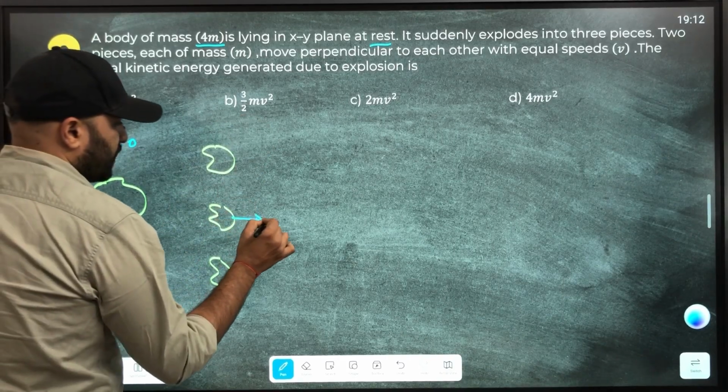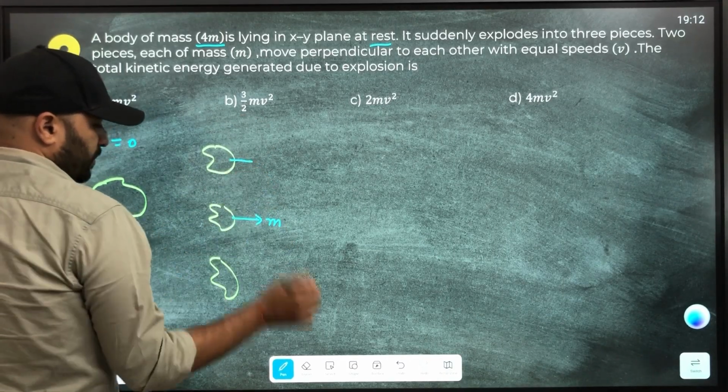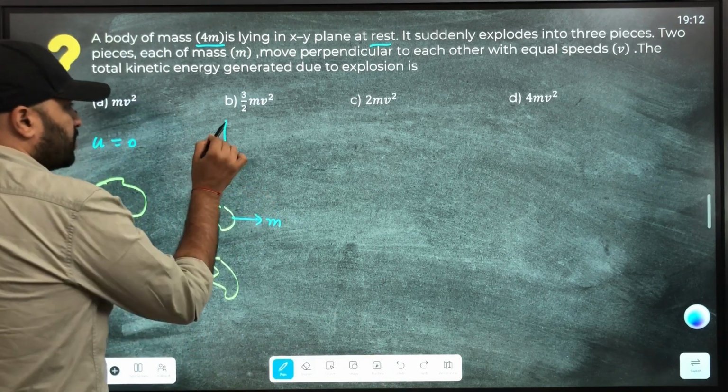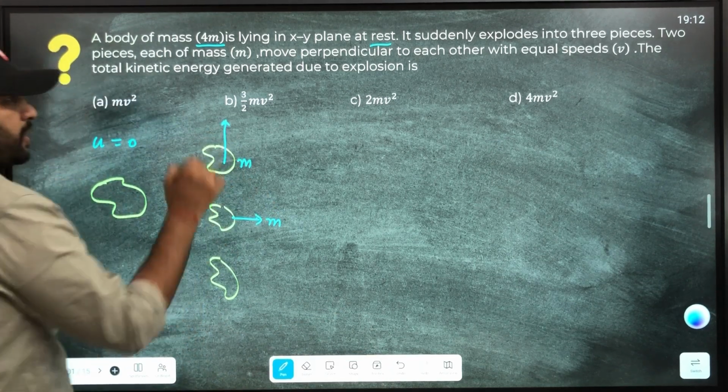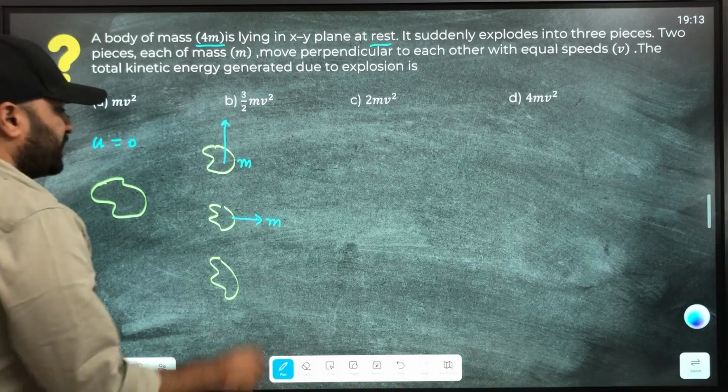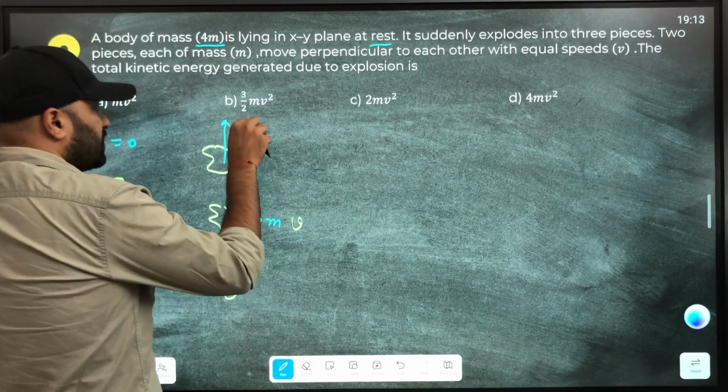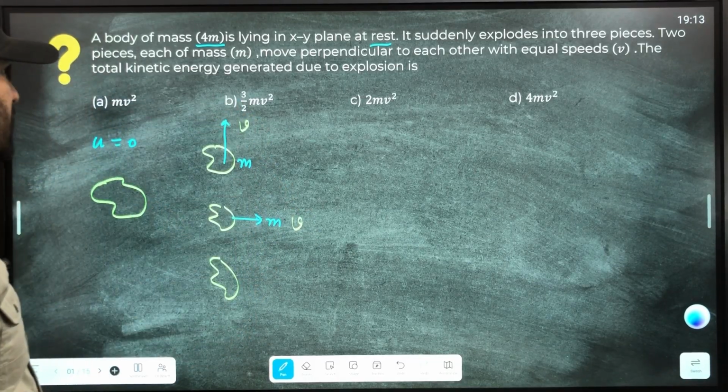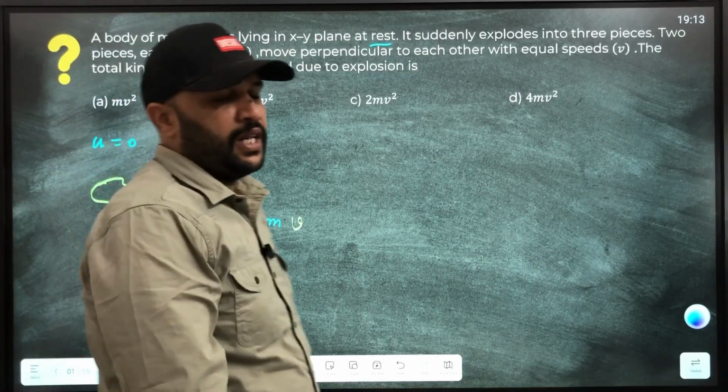So let's say this is of mass m. This is also of mass m, but moving perpendicular to the first one. So this is m moving in the perpendicular direction with equal speeds v. Let's say this is moving with speed v and this is also moving with speed v. The total kinetic energy generated due to the explosion will be how much?